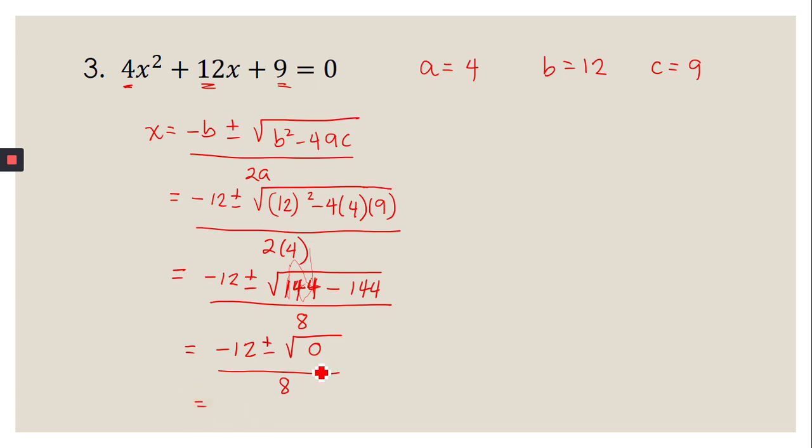And what is the square root of 0? It's 0. So you can just cancel that, so negative 12 over 8. Okay, so therefore your x is equal to negative 12 over 8 is negative 3 halves. Okay, so you only have one value for x, negative 3 halves.